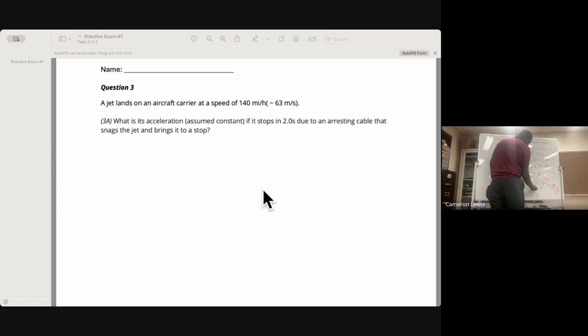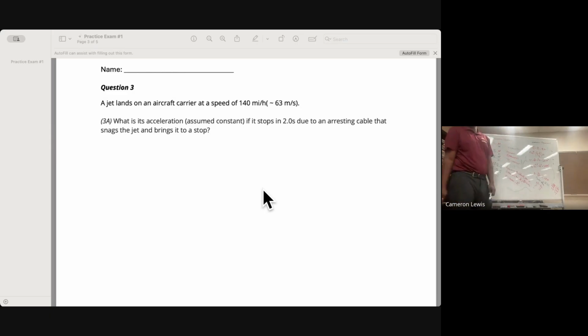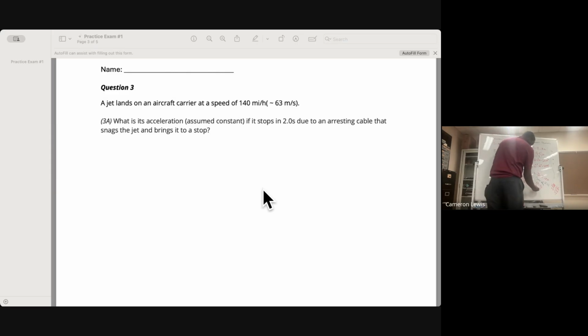It's negative, right? What's 63 divided by 2? Say it loud. I'm going to use our big voice in here because you're right. 31.5 meters per second squared, because it is an acceleration.